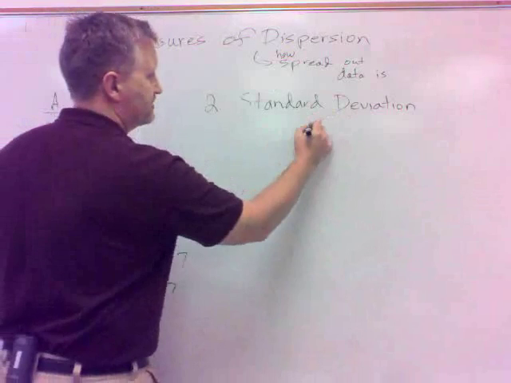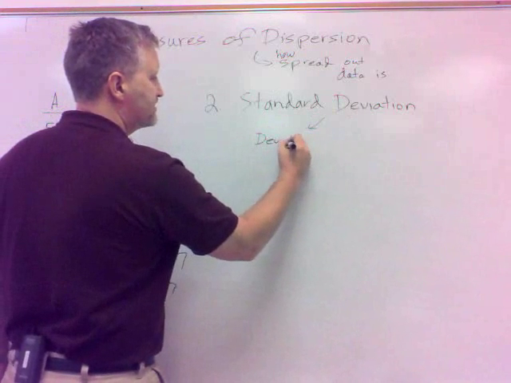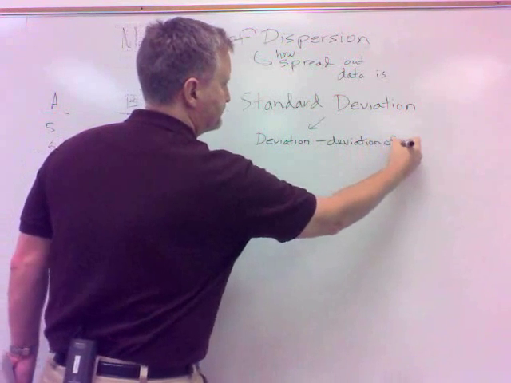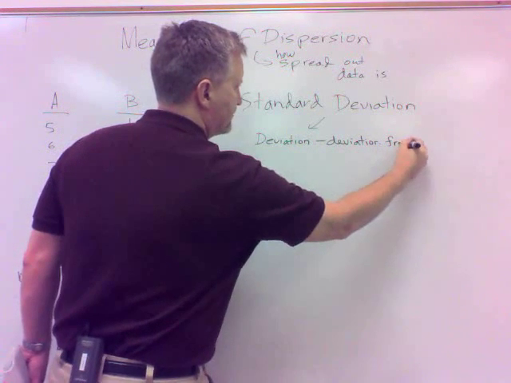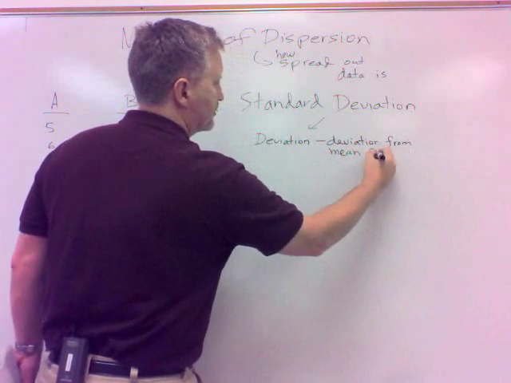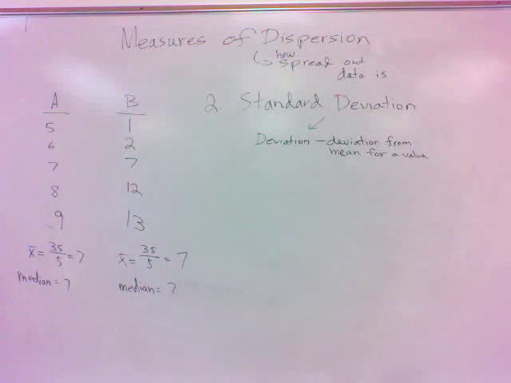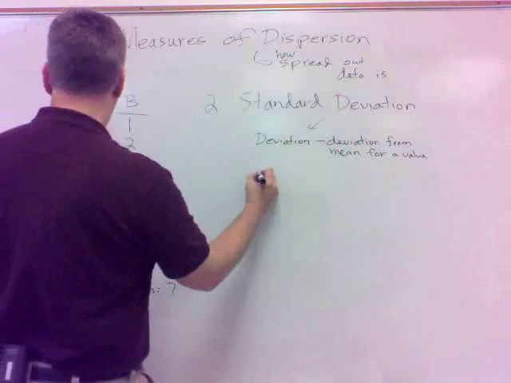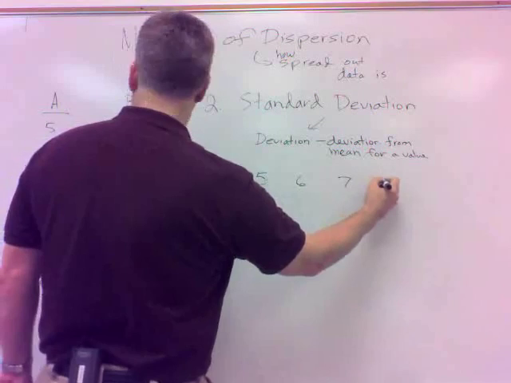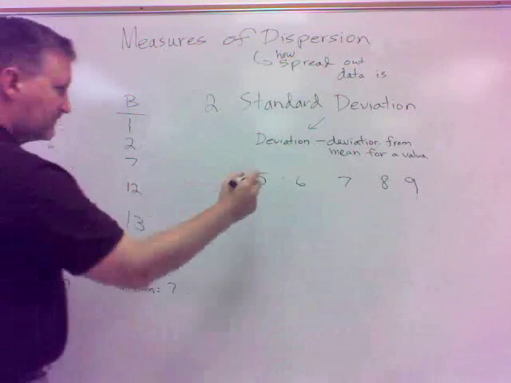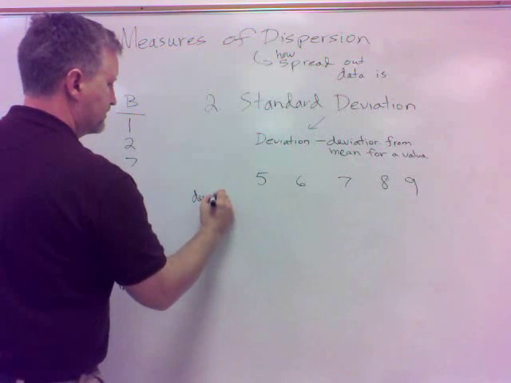What we mean by deviation is deviation from the mean, for a particular value. How far is it, in other words, from the mean? For example, let's put up here 5, 6, 7, 8, and 9, a distribution here. And below each one of these values, I'm going to put the deviations.